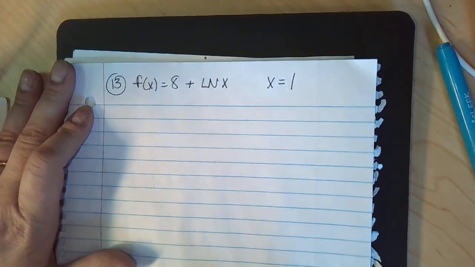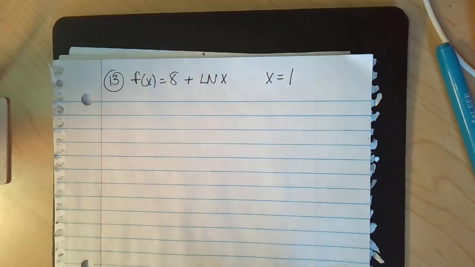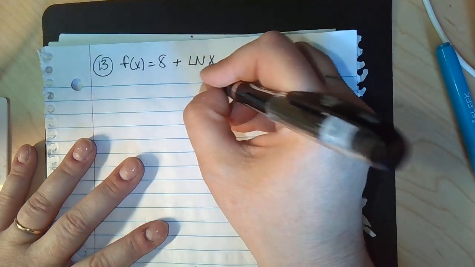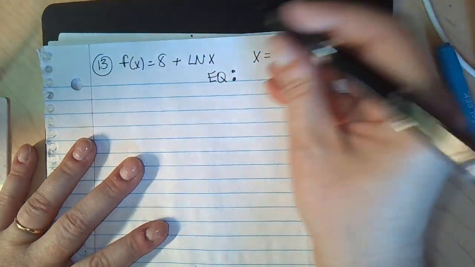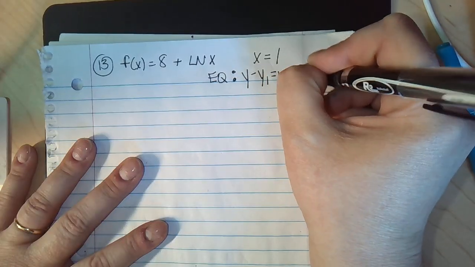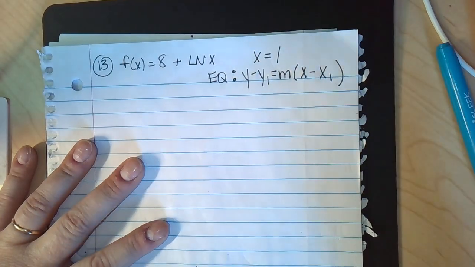All right, it says find the equation of the tangent line to the graph of f at the indicated value of x. Okay, the equation of the tangent line is y minus y1 equals m parentheses x minus x1.